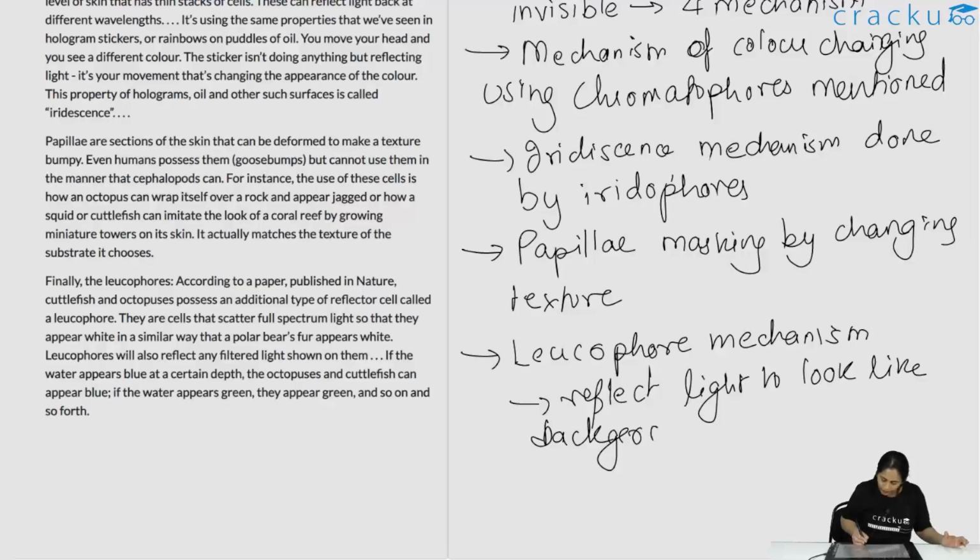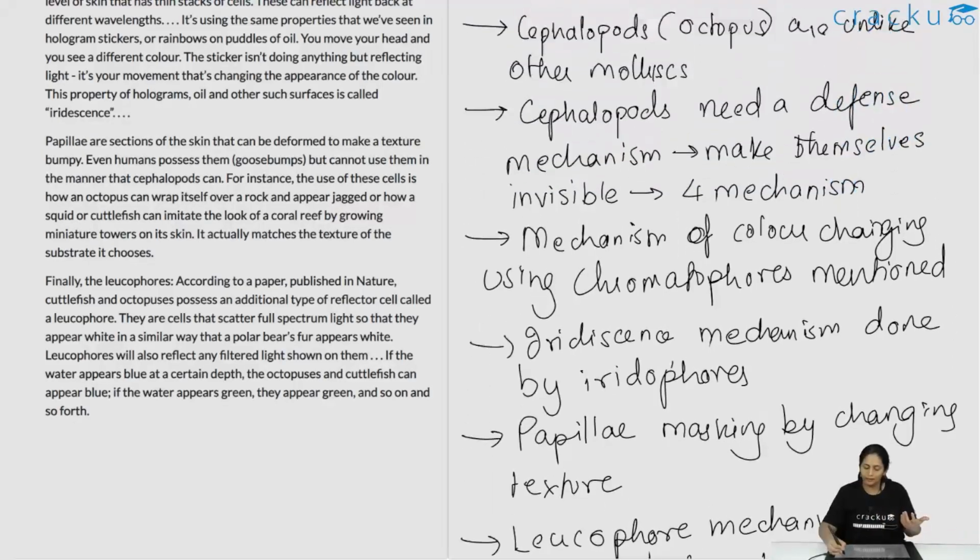So basically 4 mechanisms are mentioned. The point is, how do cephalopods, that is octopuses, protect themselves? They have a lot of predators, and they don't have a shell, so they need some way of protecting themselves. So basically, how do they protect themselves? They try to become invisible as such.